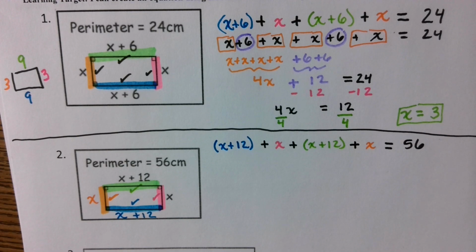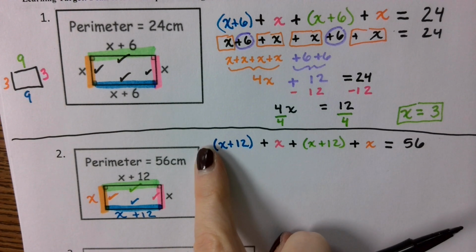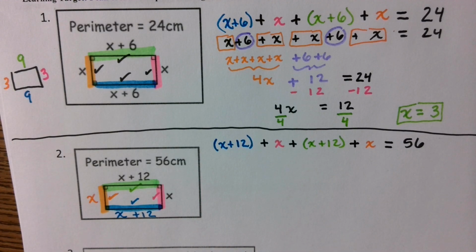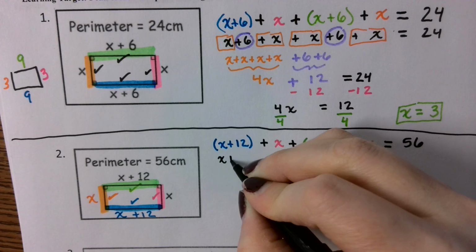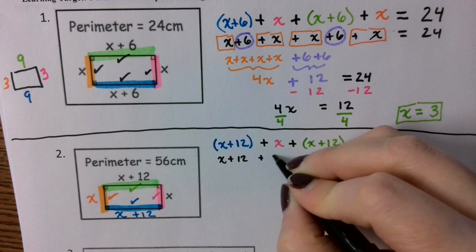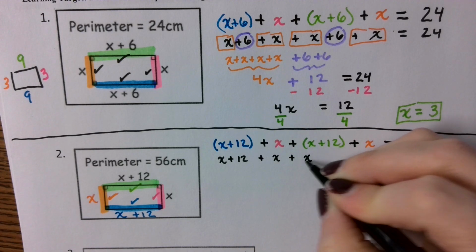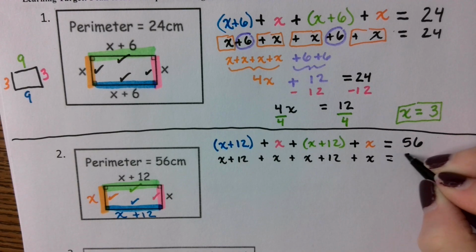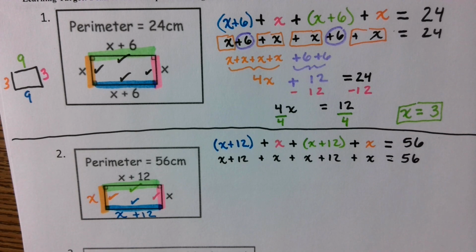All right. Same thing again. If I distribute, I'm just distributing a 1. Is it going to change anything? Nope. So it's just going to leave it as x plus 12 plus x plus x plus 12 plus x, and that's equal to 56. All right, we distributed. Now we combine like terms.